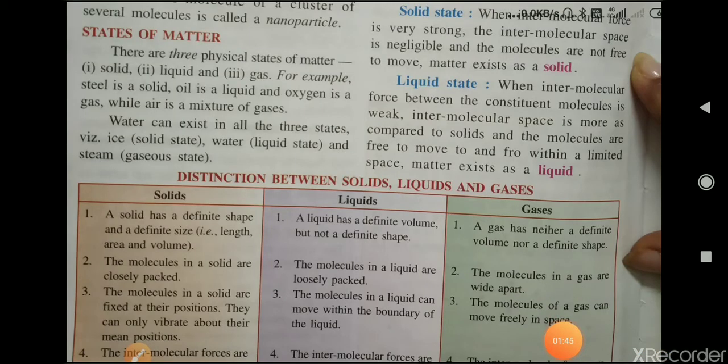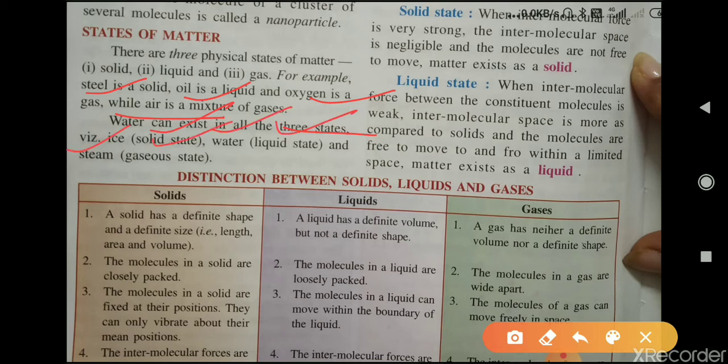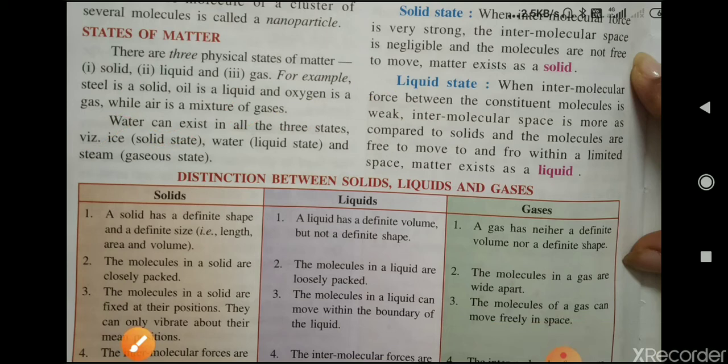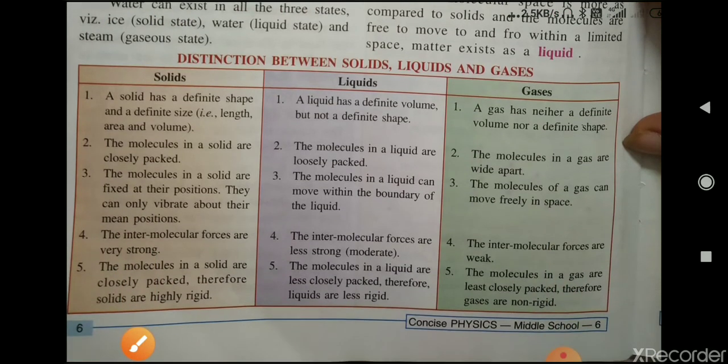Now we will discuss the states of matter. There are 3 physical states of matter: solid, liquid and gas. For example, steel is a solid, oil is a liquid and oxygen is a gas, while air is a mixture of gases. Water can exist in all the 3 states, that is ice in solid state, water in liquid state and steam in gaseous state.